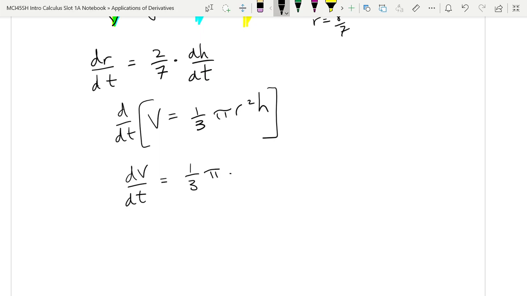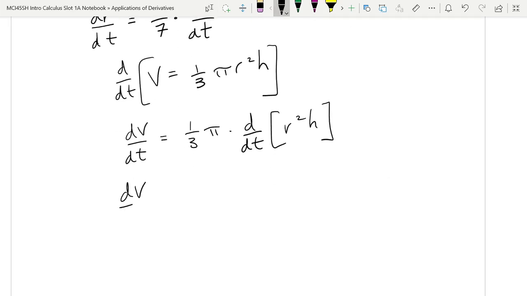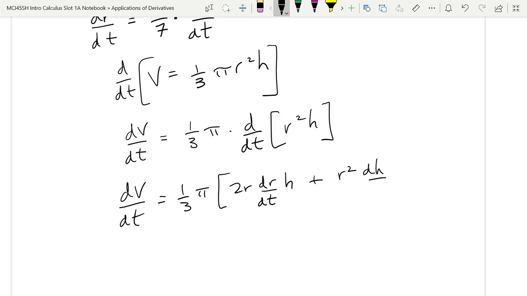And then I have to do, again, the chain rule on r squared h. And we've kind of already seen that. It's going to work the same way it did in the last example. So I'll run through it again. The derivative of r squared is 2r dr by dt times the other variable, plus, now I want the first thing, the r squared, times the derivative of the second variable, which is dh by dt.